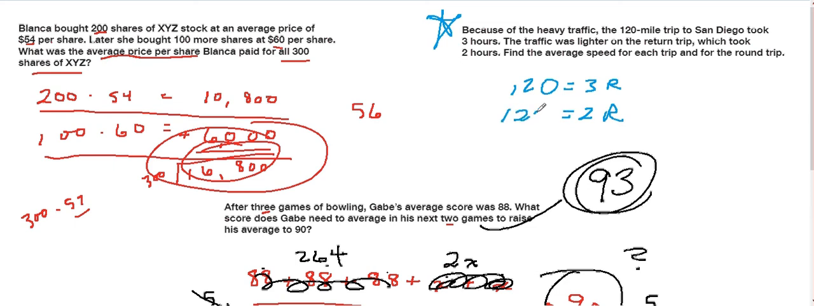Same trip, right? Same distance. I'm just writing this out because I remember that distance is your speed times your time. So I just filled it in for both trips. There, and then back. Went faster on the way back because the traffic was lighter.